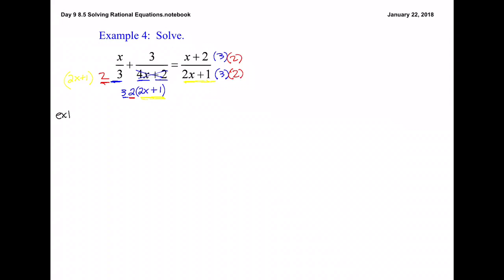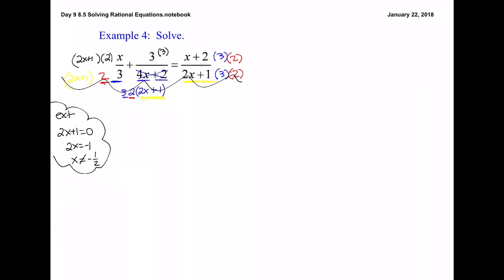Our extraneous solutions: we want to set 2x plus 1 equal to 0 and solve. So 2x equals negative 1. x cannot equal negative 1/2. When you set 3 and 2 equal to 0, those don't make sense, so the whole numbers you just ignore. Whatever we added to the bottom, make sure that you added to the top. So we need a 2, and we need a 2x plus 1. We were missing a 3 in this center, and we were missing a 3 and a 2.